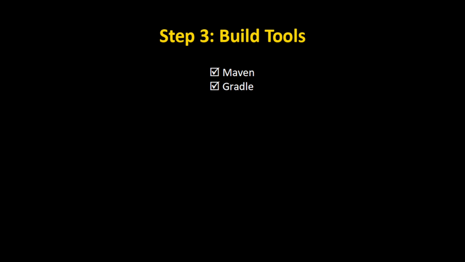Third step is build tools like Maven and Gradle. When you work on projects, you'll need libraries and managing them manually is very difficult. That's where build tools help. They handle dependencies, packaging, and even testing automation. Get familiar with writing pom.xml in Maven or build.gradle in Gradle. And once you know this, working on real-world projects will feel very professional.